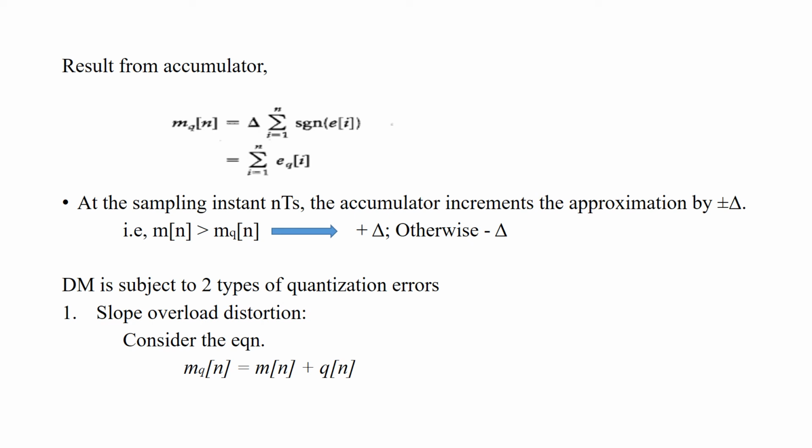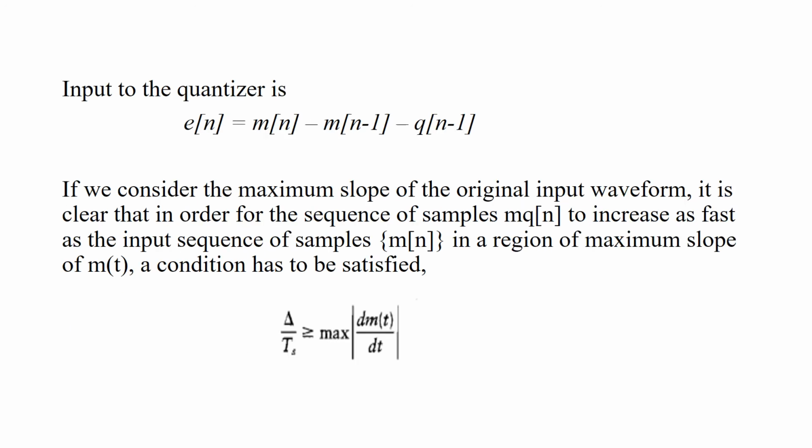Now there are two quantization errors to which delta modulation is subjected. One is slope overload distortion and the other is granular noise. Now let us consider the first one, slope overload distortion. Here consider the equation for the output of the quantizer. MQ of n is equal to M of n plus Q of n. The input to the quantizer is E of n is equal to M of n minus M of n minus 1 minus Q of n minus 1. We got this from the previous equation.